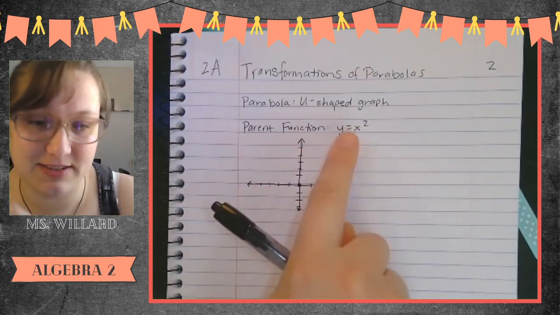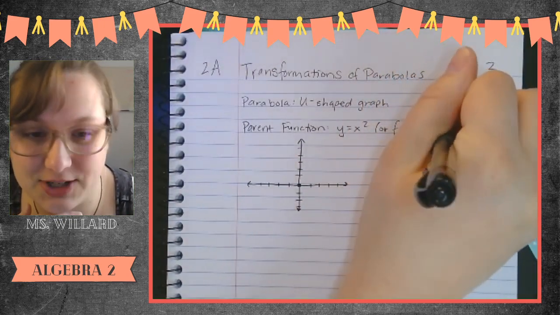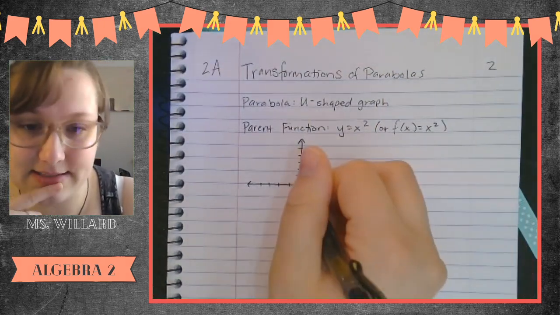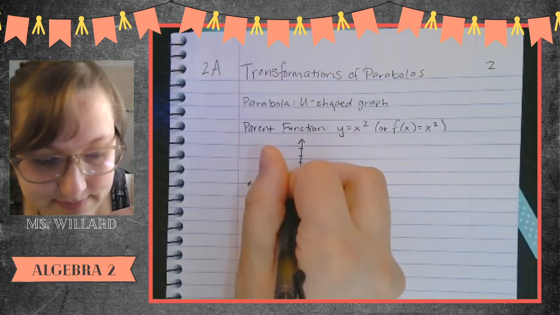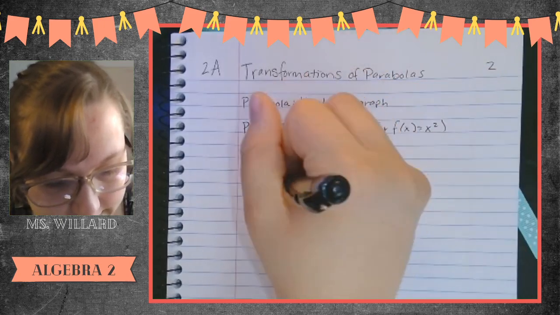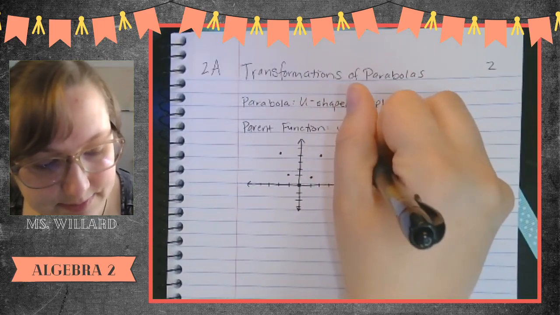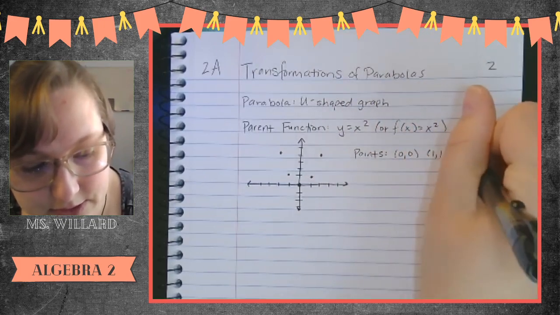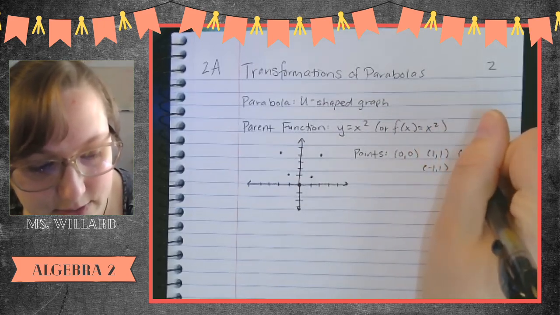So the parent function is y equals x squared, or f of x equals x squared, because we're in function land. And here's my graph. So it's 0, 0, and it's going to be 1, 1, and negative 1, 1, and then 2, 4, and negative 2, 4. Okay, so again, those points were 0, 0, 1, 1, 2, 4, and then also negative 1, 1, and negative 2, 4.